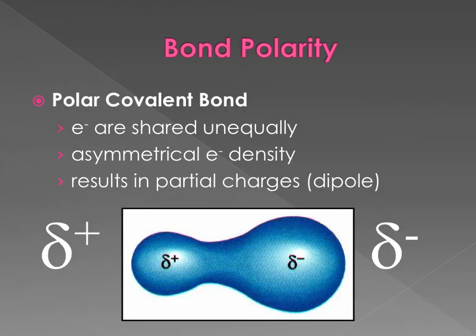If we have a polar covalent bond, that means the electrons are being shared unequally. One end has a higher electronegativity value, making one end slightly negative, one end slightly positive. It's asymmetrical in the electron density because, again, the one that has a higher electronegativity value will pull those shared paired electrons closer towards itself, and this will result in a partial dipole charge. So again, these two atoms will both be nonmetals, a covalent bond, but that bond between those two atoms is going to be polar due to the difference of electronegativities.